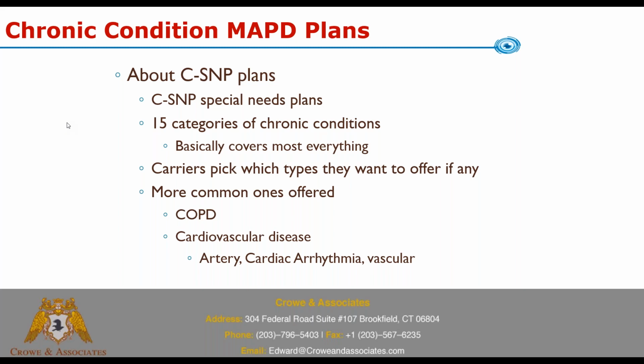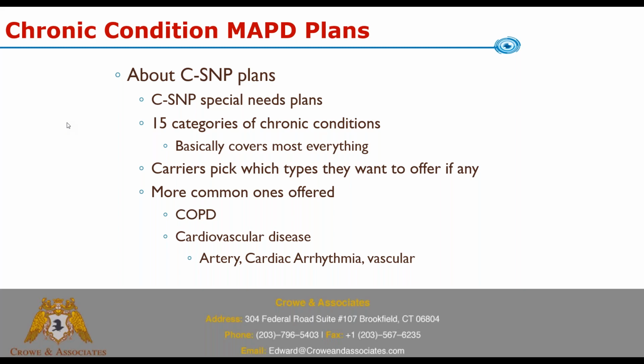Basically, a CSNP plan is a plan that is made for somebody with a specific chronic condition. The conditions available, there's actually 15 categories. I really didn't know how many there were, quite frankly, and I looked into it and realized CMS actually has slated 15 categories with various medical conditions in all those categories. So more or less covers every chronic condition that there is. However, the carriers pick and choose which chronic condition categories they want to cover. So some of the categories I've never seen a chronic conditions plan for. And again, the carriers choose which ones they want.